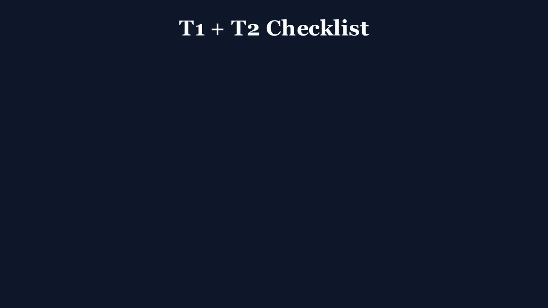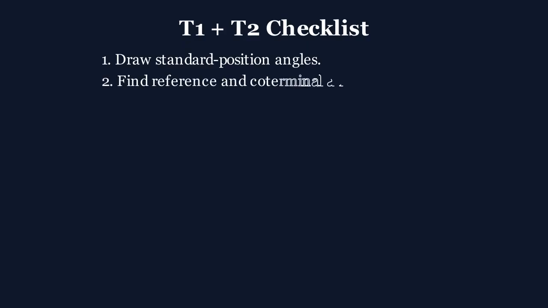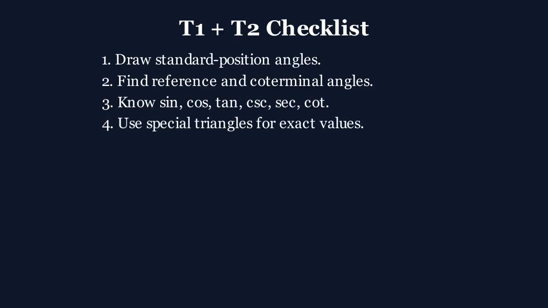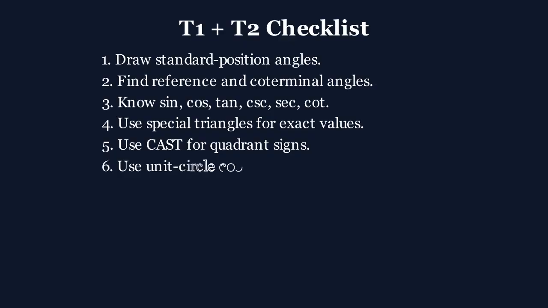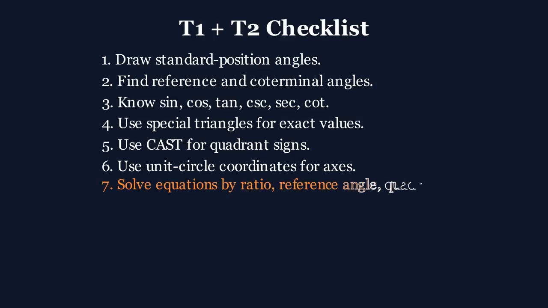Here is your trigonometric ratios checklist. Draw angles in standard position. Find reference and coterminal angles. Know all 6 trig ratios. Use special triangles for exact values. Use CAST to choose signs by quadrant. Memorize quadrantal angle coordinates. And when solving trig equations, isolate the ratio, find the reference angle, then choose the correct quadrants.